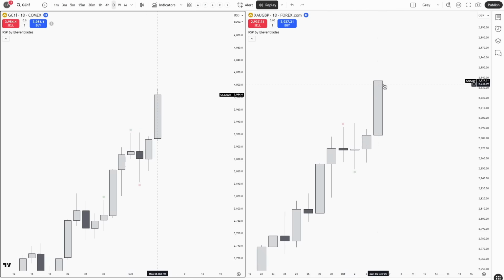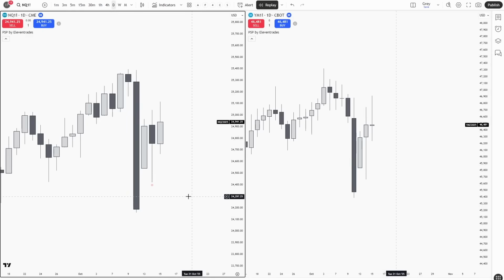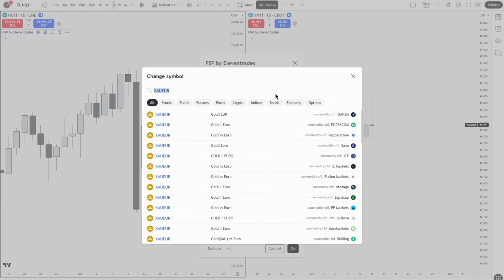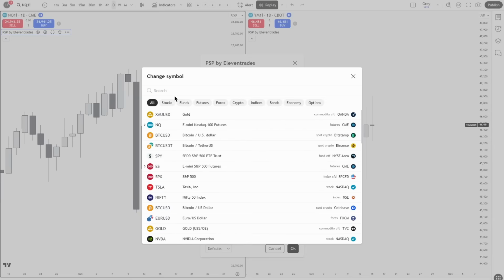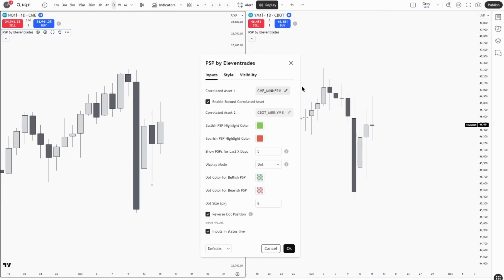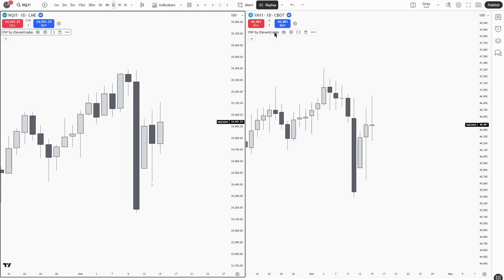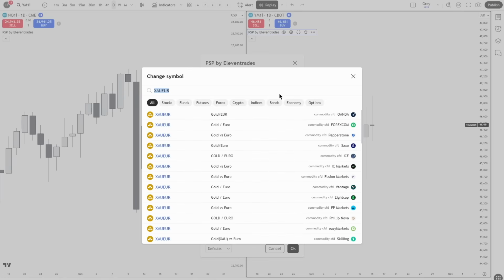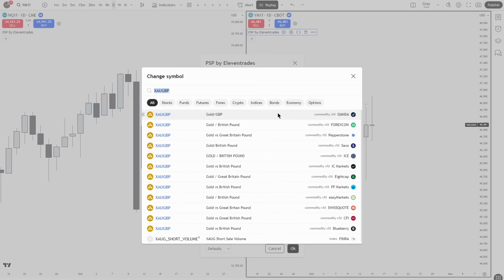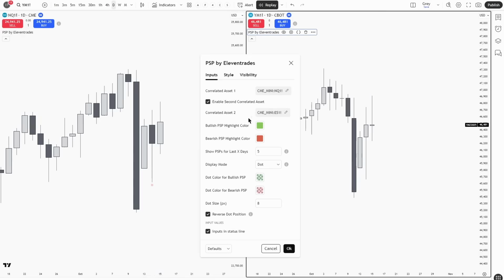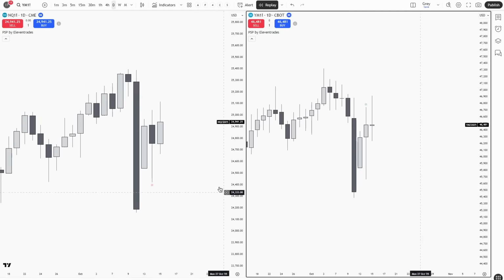So this was the first example with the indicator. Now we will go into another example. Now here we are with the second example. I am on the NQ and YM daily chart. So we are going to change the indicator settings. We'll use the ES as the first asset, and then YM as the secondary asset. And we will do the same for the YM. We will choose the NQ as the first asset, and then the ES as the second asset, and it will plot the PSPs automatically.